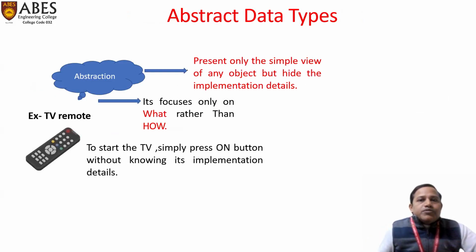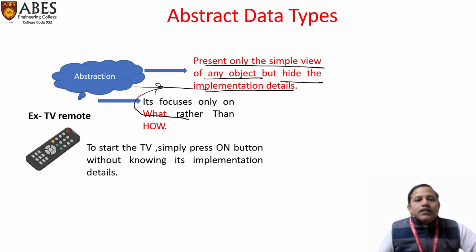Now, what is an abstract data type? That is ADT. Basically, abstraction means presenting only the simple view of any object but hiding the implementation details. It shows the object, but how the work happens behind that process, it does not show. That is called abstraction. It focuses only on what rather than how. For example, TV remotes: you don't know how the channels switch from one to another. You only press the on button or off button without knowing its implementation details.